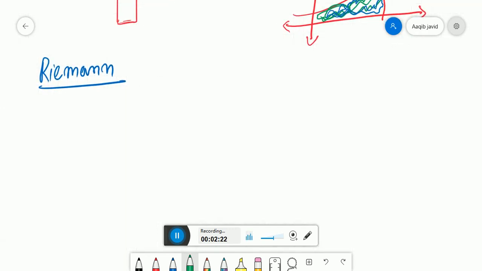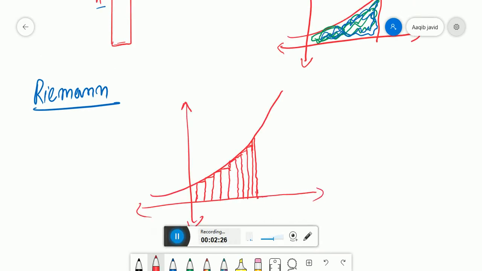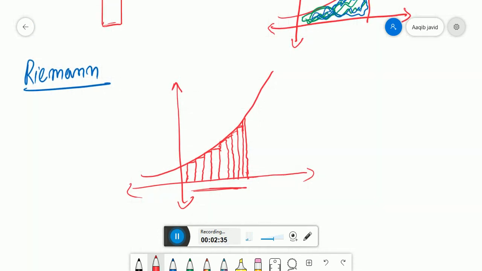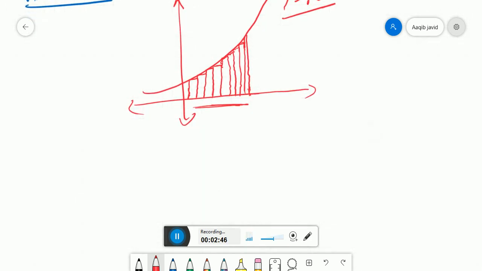So he said let's divide this area into small rectangles. We have divided this into small rectangles. He said, let this curve be y equals f of x. So Riemann said that the more rectangles there are, the more accurate the area will be.